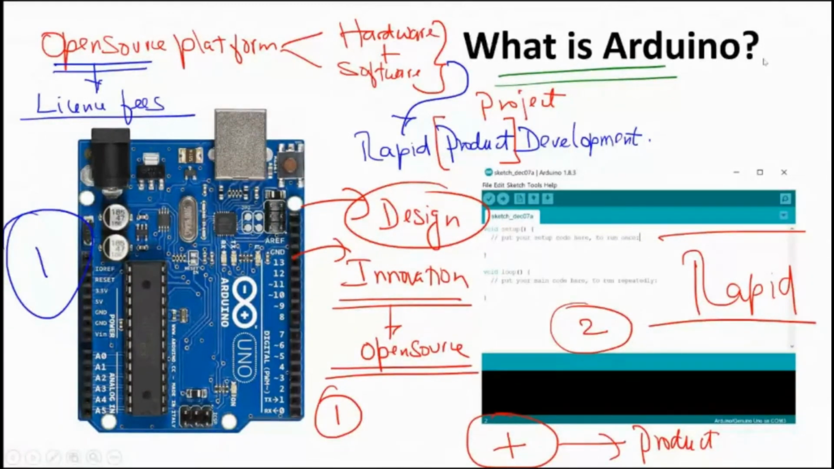This particular platform has two components. One is a hardware component, which is nothing but the Arduino board. The other one is a software component. That software is used for providing instructions to this board. So using these two components, we can build rapid products or rapid projects. That is Arduino.